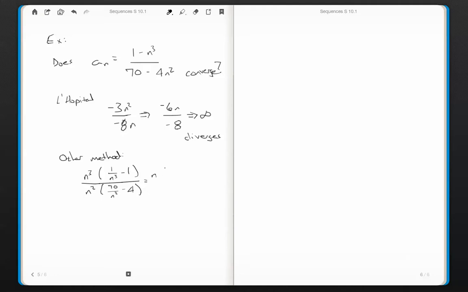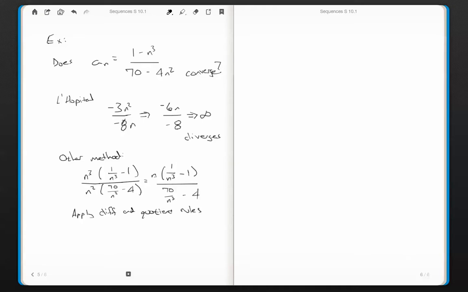And this becomes 1 over n cubed minus 1 over this thing here, 70 over n cubed minus 4. All right, well, I don't know if I made any progress. But we know we've got these difference and quotient rules, so we'll apply our difference and quotient rules.